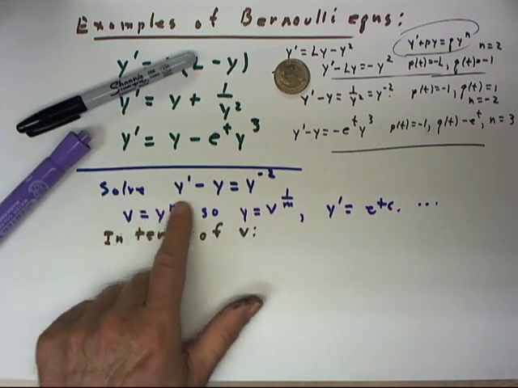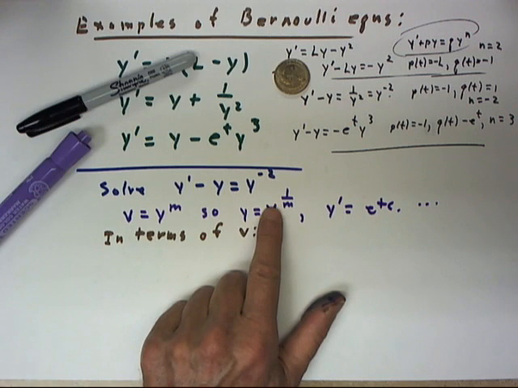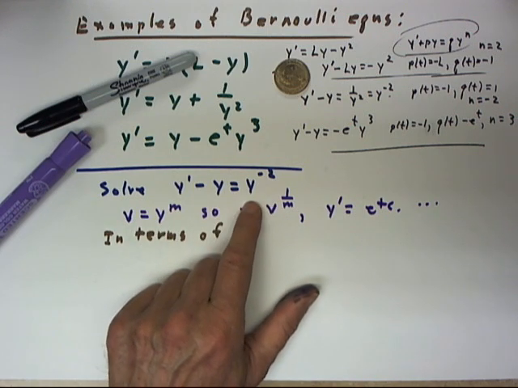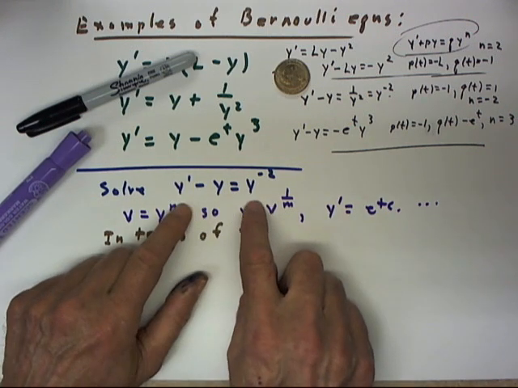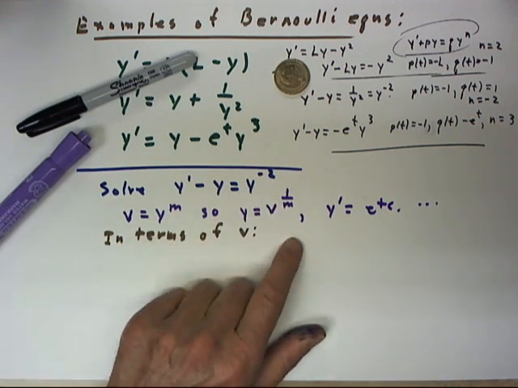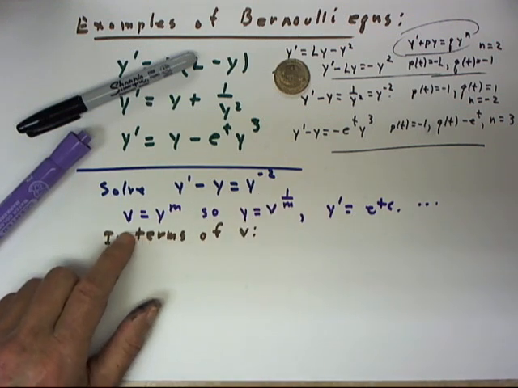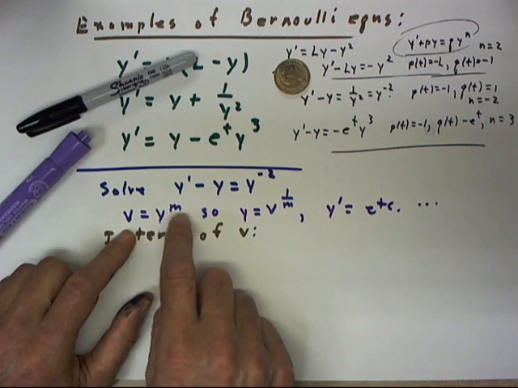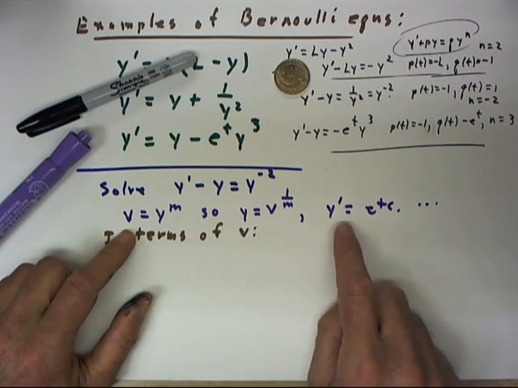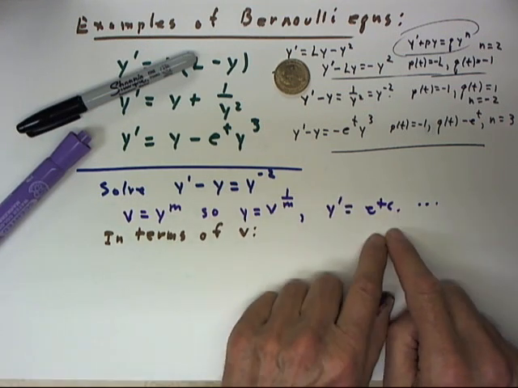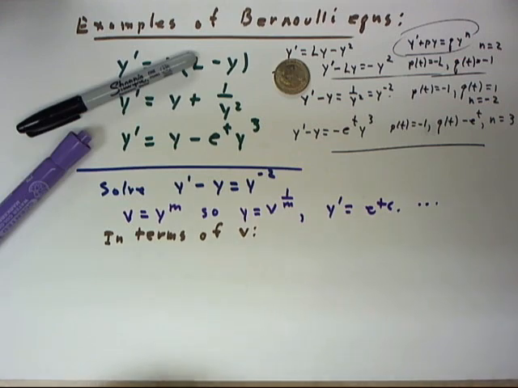Now we want to consider the solution of the equation we're given here: y prime minus y equals y to the negative 2. Fairly simple Bernoulli equation, but it illustrates the process. Now remember, we let v equal y to the m, so that y equals v to the 1 over m. y prime is then going to equal what it equals, and so forth.